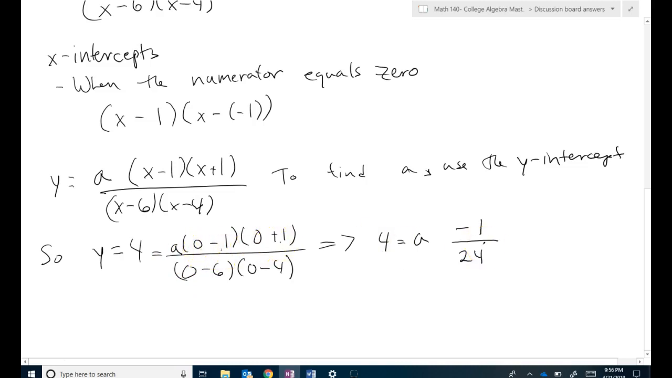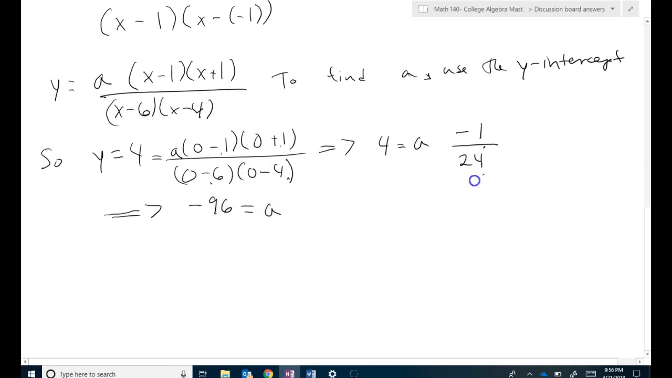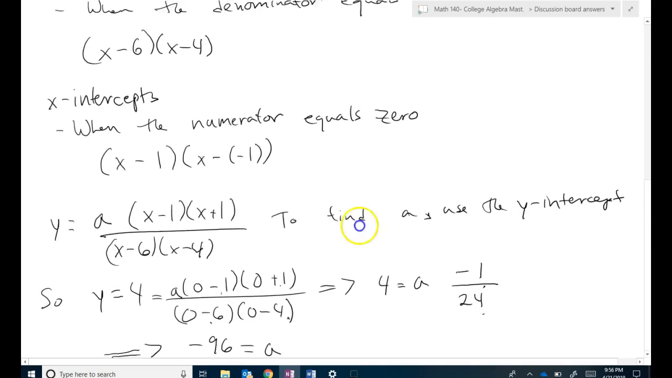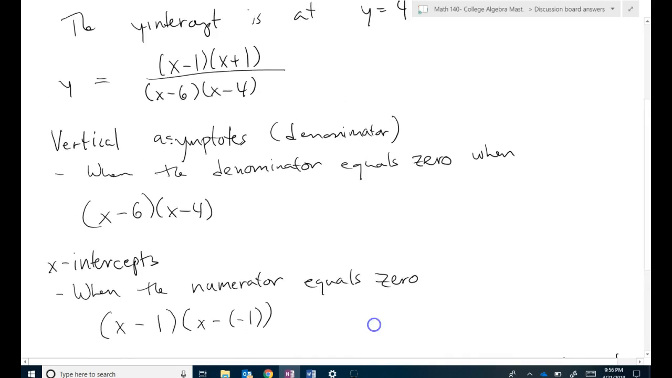All right, so all I did here was just simplify. -1 times 1, that's -1. -6 times -4, that's 24. Okay, so now I'm just going to go through and simplify, and that's going to give me that a is equal to -96. All right, so I just go into my rational function, and that makes it now negative 96.